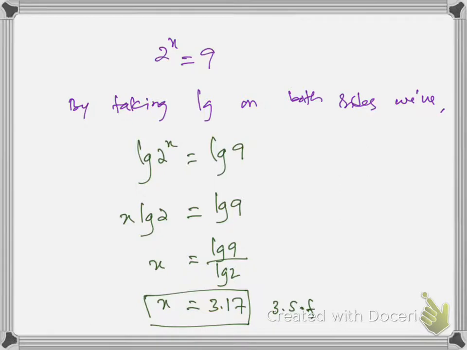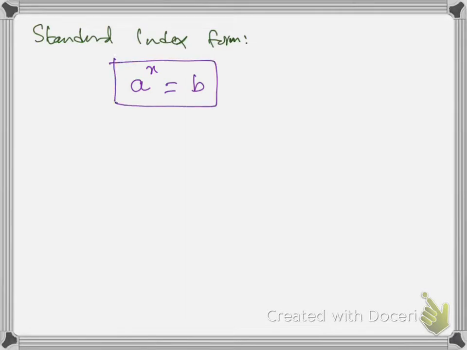Make sure before taking the log on both sides, the equation must be in standard index form. The standard index form is here: a power x equals b. So before taking LG on both sides, make sure the index equation is of this form. If not, then first bring the equation into this form and then take the logs on both sides. You should use the rules of indices to bring the equation into this form first.